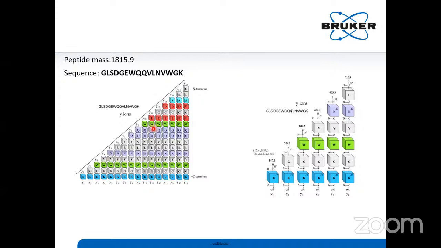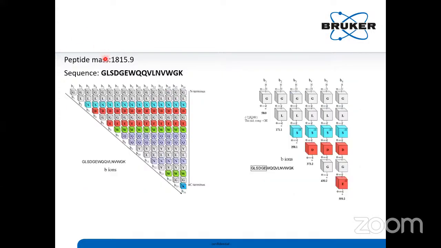Same thing will come for B ions. You can see as a G, GL, GLS, GLSD, GLSGE. You can see here B1, B2, B3, B4. Like you will get B ions, Y ions in a single peptide. So you are confirming from N terminal to C terminal. At the same time, you are confirming from C terminal to N terminal. Like this, each peptide you will confirm fragmentation level.